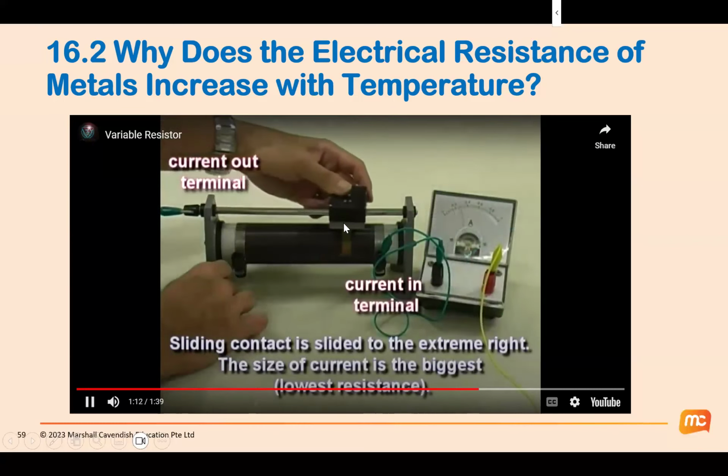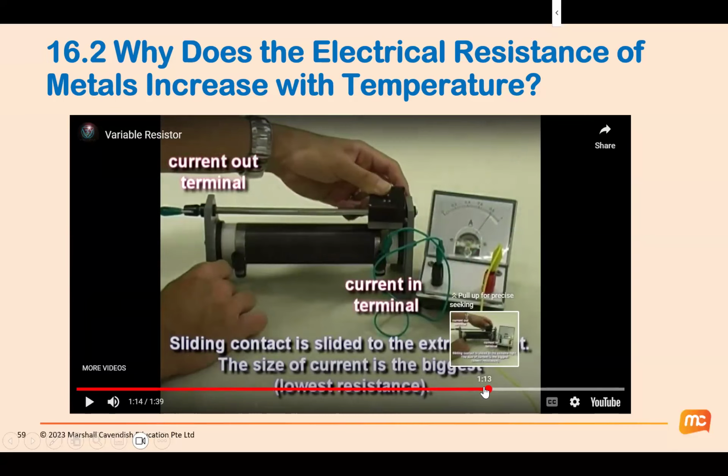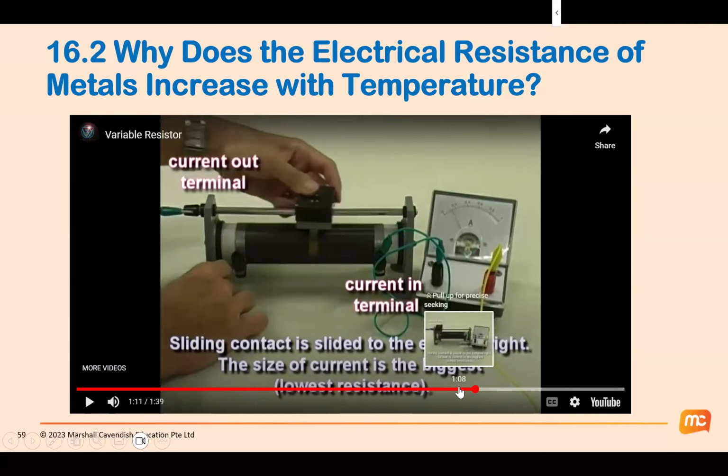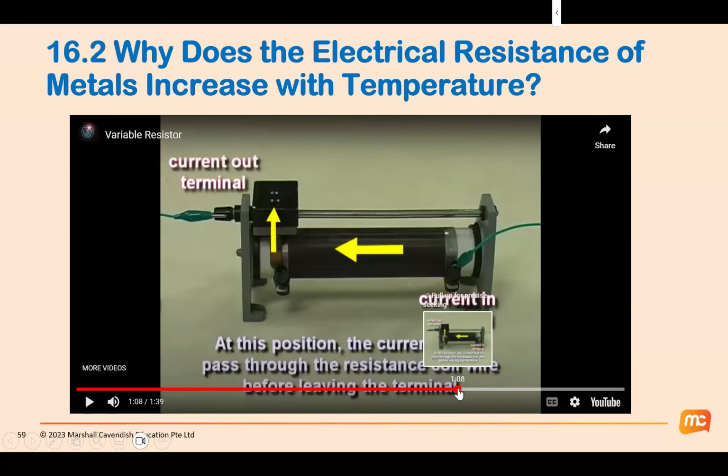When I shift it to here, you will see that I have very little resistance. So my current flows in here, goes up to the sliding contact, goes through this metal bar and out. When I have very, very little resistance, my current will be very high as compared to when my resistor is over here.